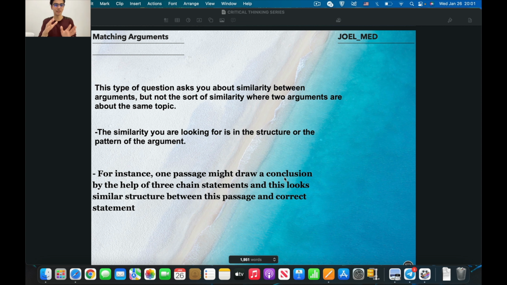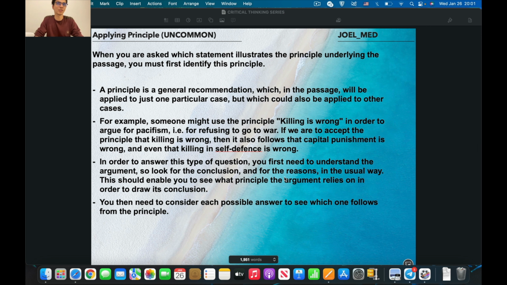Another, and maybe final, type of question is applying principle, which is uncommon in the IMAT, but you have to know it because there is some probability of having it in the IMAT 2022 or in future years. When you are asked which statement illustrates the principle underlying the passage, you must first identify this principle. A principle is a general recommendation which in the passage will be applied to just one particular case, but which could also be applied to other cases.